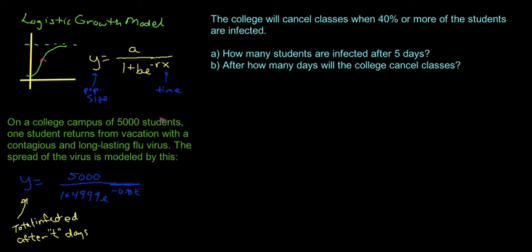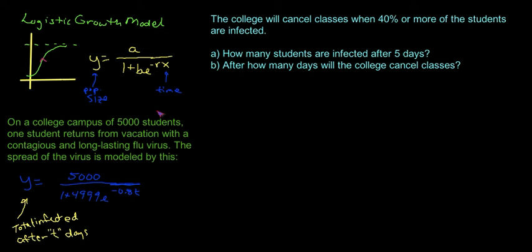So on this one, the problem we're going to look at: on a college campus of 5,000 students, one student returns from vacation with a contagious and long-lasting flu virus. The spread of the virus is modeled by this formula. So again, if you notice, it does match up with our logistic growth model that we had up here, other than we've got our values plugged in now.